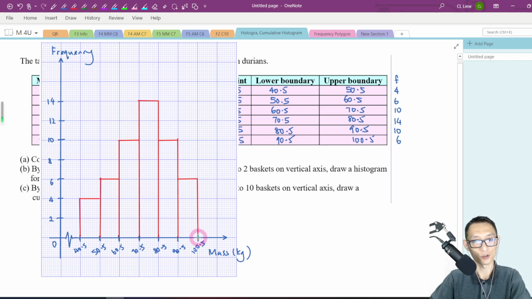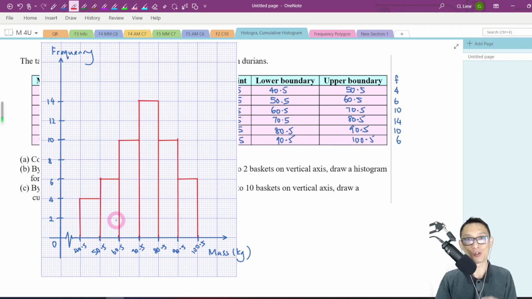Okay, to the last line for the last class interval. This is how we draw a histogram. Normally, we use the lower boundary and upper boundary for drawing a histogram, but sometimes some books use the midpoint. If the question wants you to draw a histogram and a frequency polygon on the same axis, it will ask you to use the midpoint.